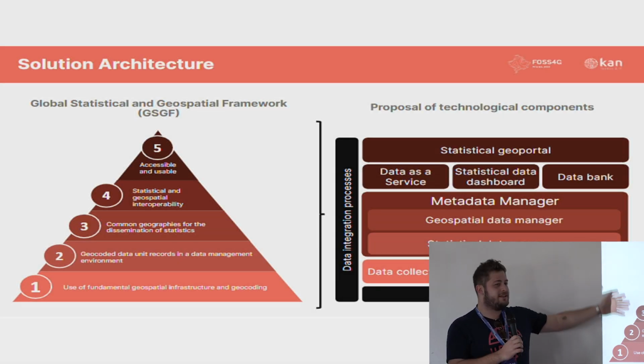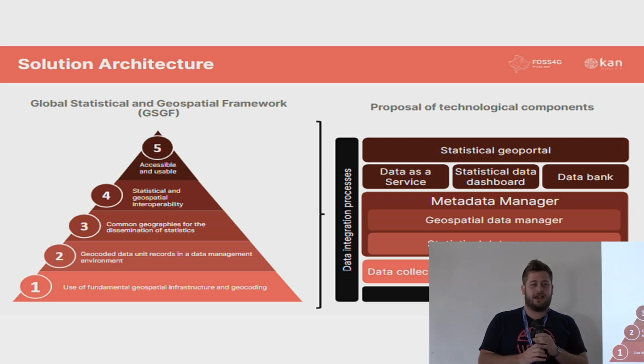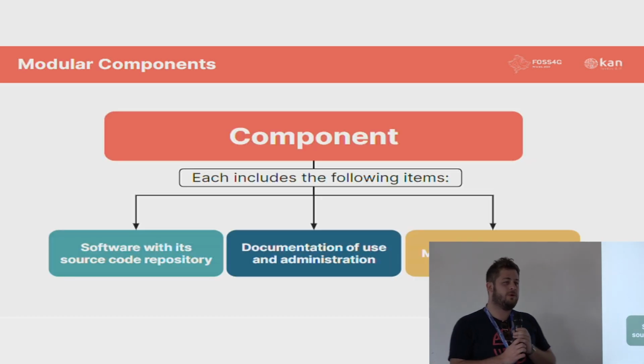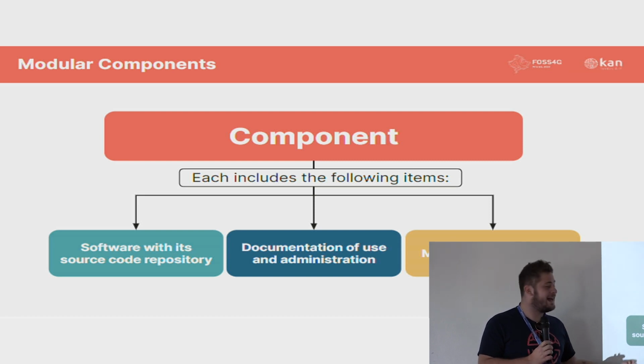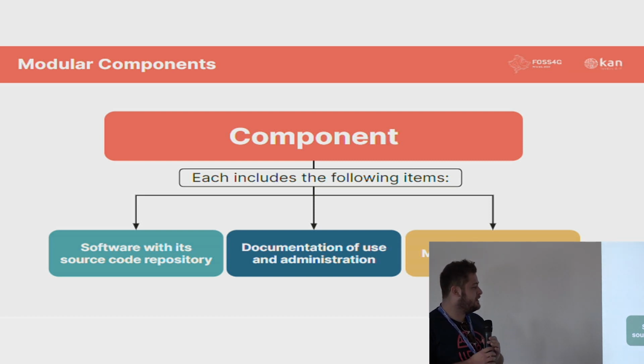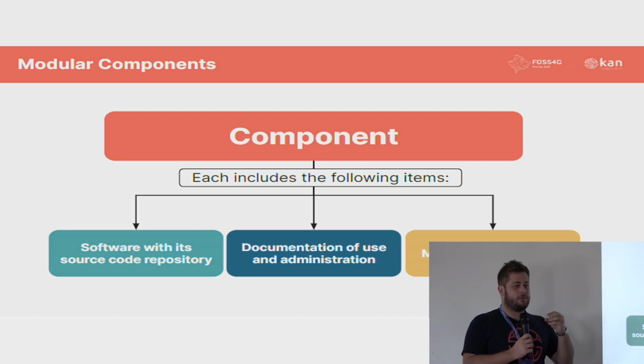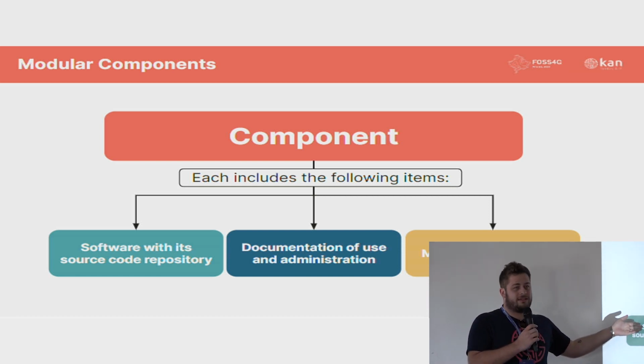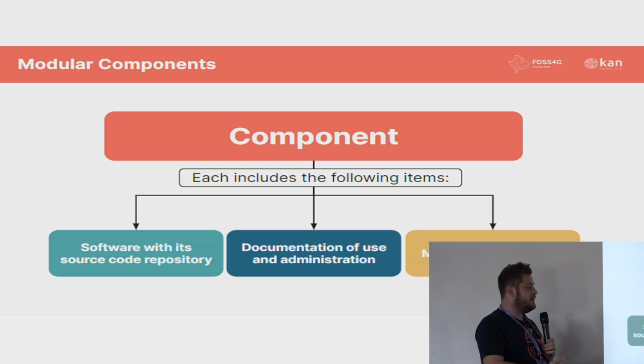Talking about this pyramid and its counterpart, the components, I will talk more about the components that we deliver to the countries. Each component has a triad of three items. In each component, we have the software and its code in a repository that is open and available to look at and implement. And we will look at that at the end of the slides.